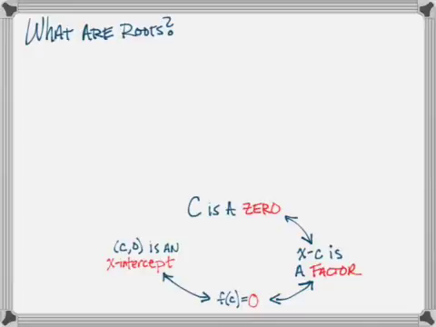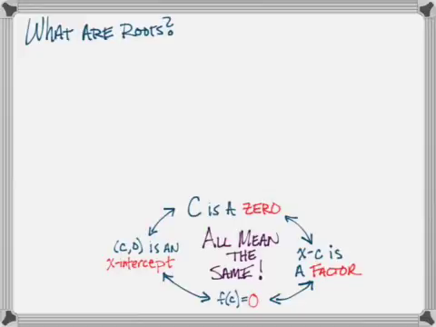So all four of those are our general way of meaning roots. We're looking for things that I plug in and I get out 0. So if I say c is a 0, it means that if I do x minus c and put in c for x, what's c minus c? 0. All right, so I'm going to be able to pull out that factor. If I plug c into my function notation, I get out 0.